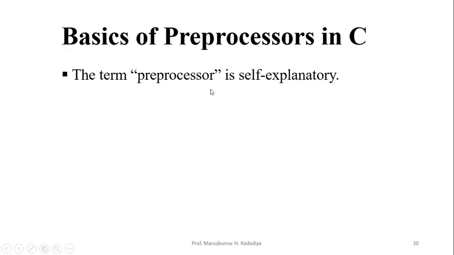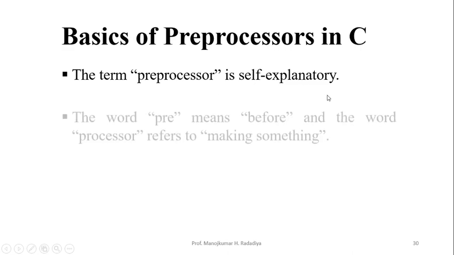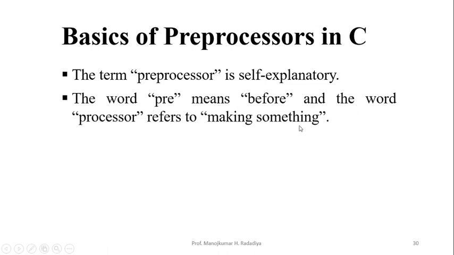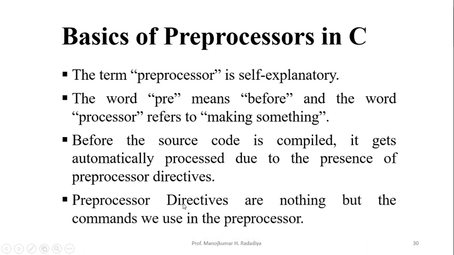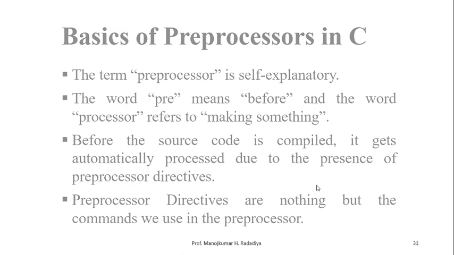The term preprocessor is self-explanatory. The word pre means before, and the word processor refers to making something. Before the source code is compiled, it gets automatically processed due to the presence of preprocessor directives. Preprocessor directives are nothing but the commands we use in the preprocessor. That means if we want to use the preprocessors in our C program, we have to go with preprocessor directives, and those preprocessor directives are compiled before the actual source code.